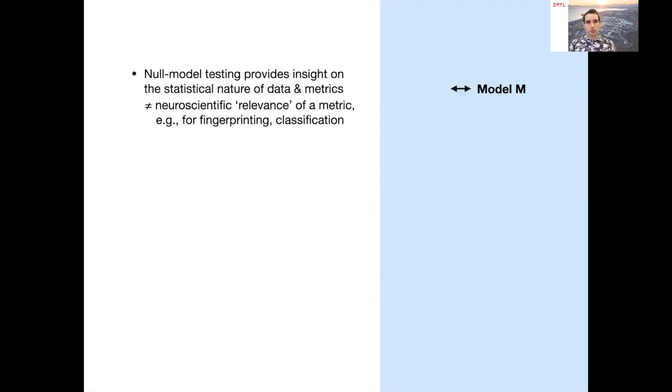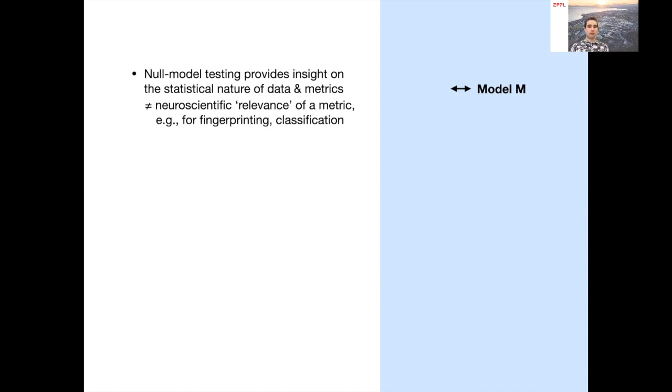So the take-home messages would be the following. First, and I would say most importantly, null model testing only allows you to better understand and characterize the statistical information that you have in fMRI time series, or the statistical information that a given metric, for example a state transition between state 1 and state 3, exploits. But it should not be used and seen as a mandatory validation step to assess the relevance of a metric, for example, for fingerprinting and for classification.